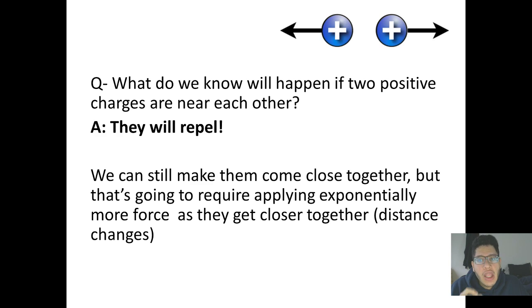Distance changes. So the really clear real life example of this would be to think about two magnets. And I know that a lot of you have tried this before, where we try to bring them together. Bringing them together, it's possible. It requires more force and more force and more force, but you are strong enough to actually bring them together.